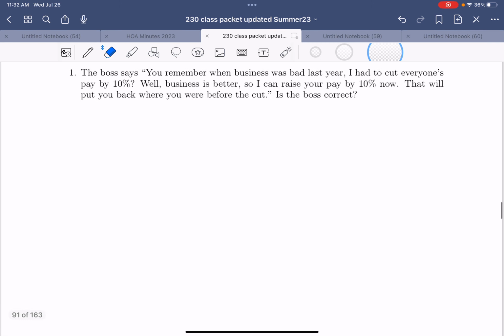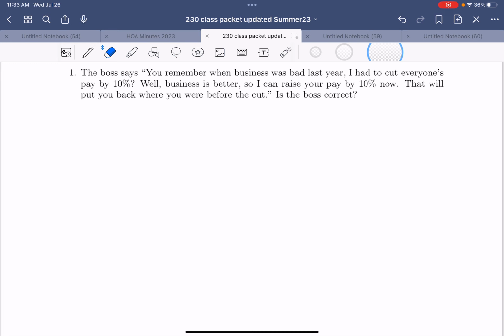Okay, so here we have number one. The boss says, you remember when business was bad last year, I had to cut everyone's pay by 10%. Well, business is better, so I can raise your pay by 10% now. That will put you back where you were before the cut. Is the boss correct? We want to analyze this and say, can we justify that this is exactly the same and you will end up with the same amount of pay, or it's not?